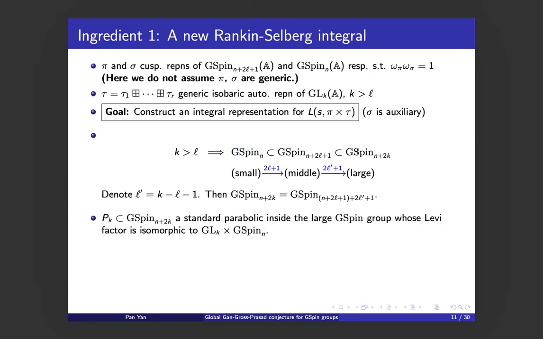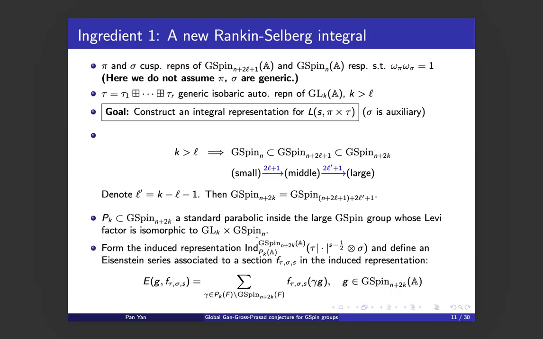Now inside the large GSpin, we take Pk, which is a standard parabolic subgroup whose Levi factor is isomorphic to GLk times GSpin n. And we can form an induced representation of the large GSpin group, inducing from tau tensor sigma, where we twist tau by determinant absolute value to s minus 1 over 2. So there's a complex parameter s going on here.